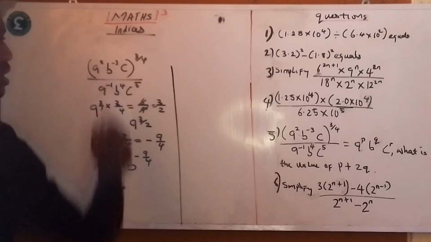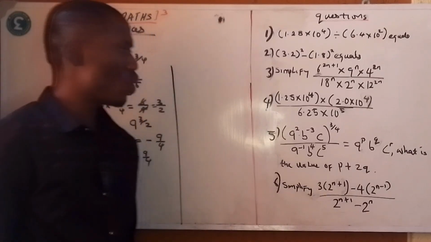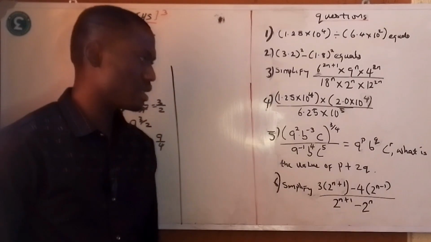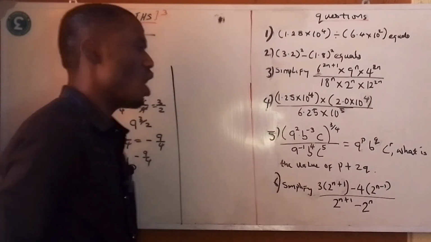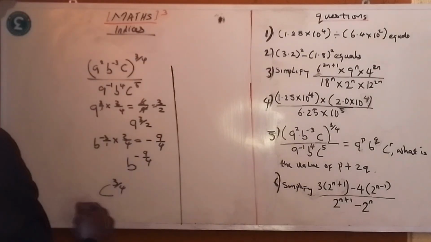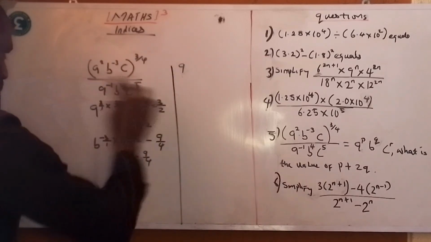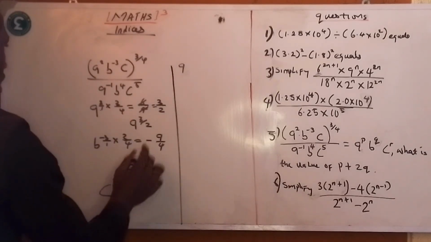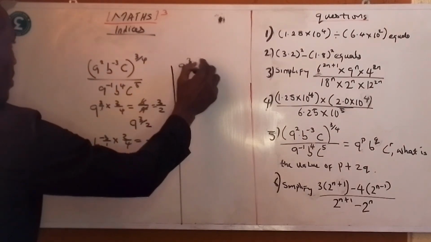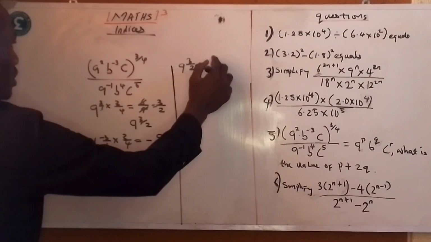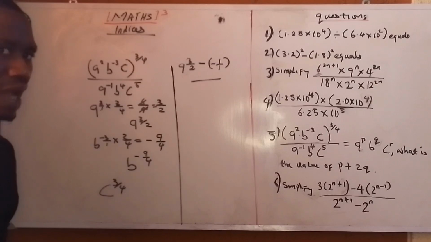Having said that, the next thing is the rule of division. From the rule of division, we will get the value of P, the value of Q, and the value of R. Alright, so what's the value of P? Over there, what is the value here? Yeah, 3 over 2 minus 1. A raised to the power of 3 over 2 minus 1.